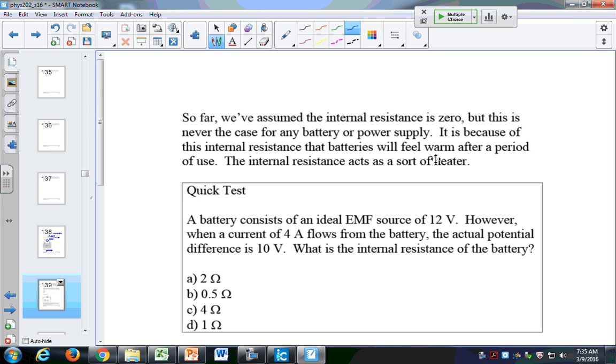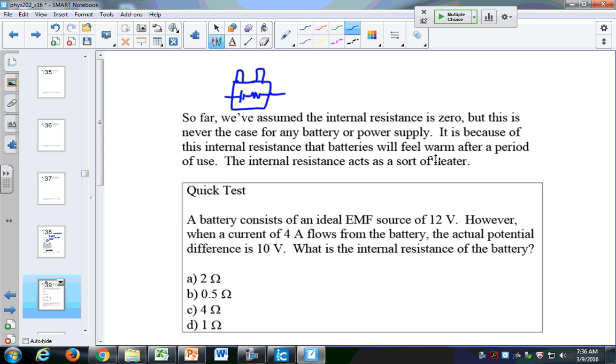It's because of this internal resistance that when you have a battery, I have this battery, and it consists of an EMF source and an internal resistance. When I run a current through this battery, powering whatever it is that I'm powering, this resistor causes what? A drop or a rise in potential. Does it cause your system to lose energy or gain energy? We see a drop in potential, right? I lose energy across that resistor.